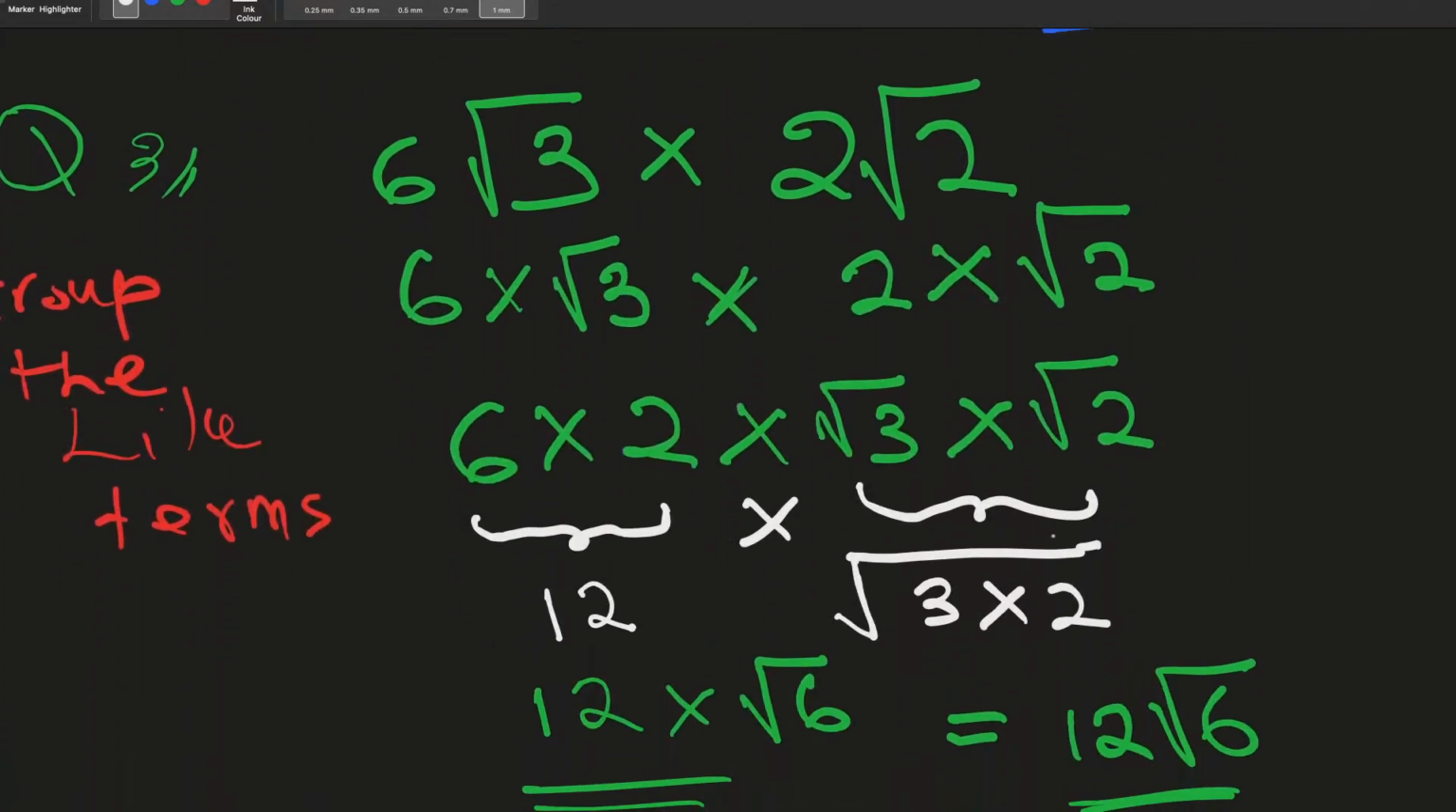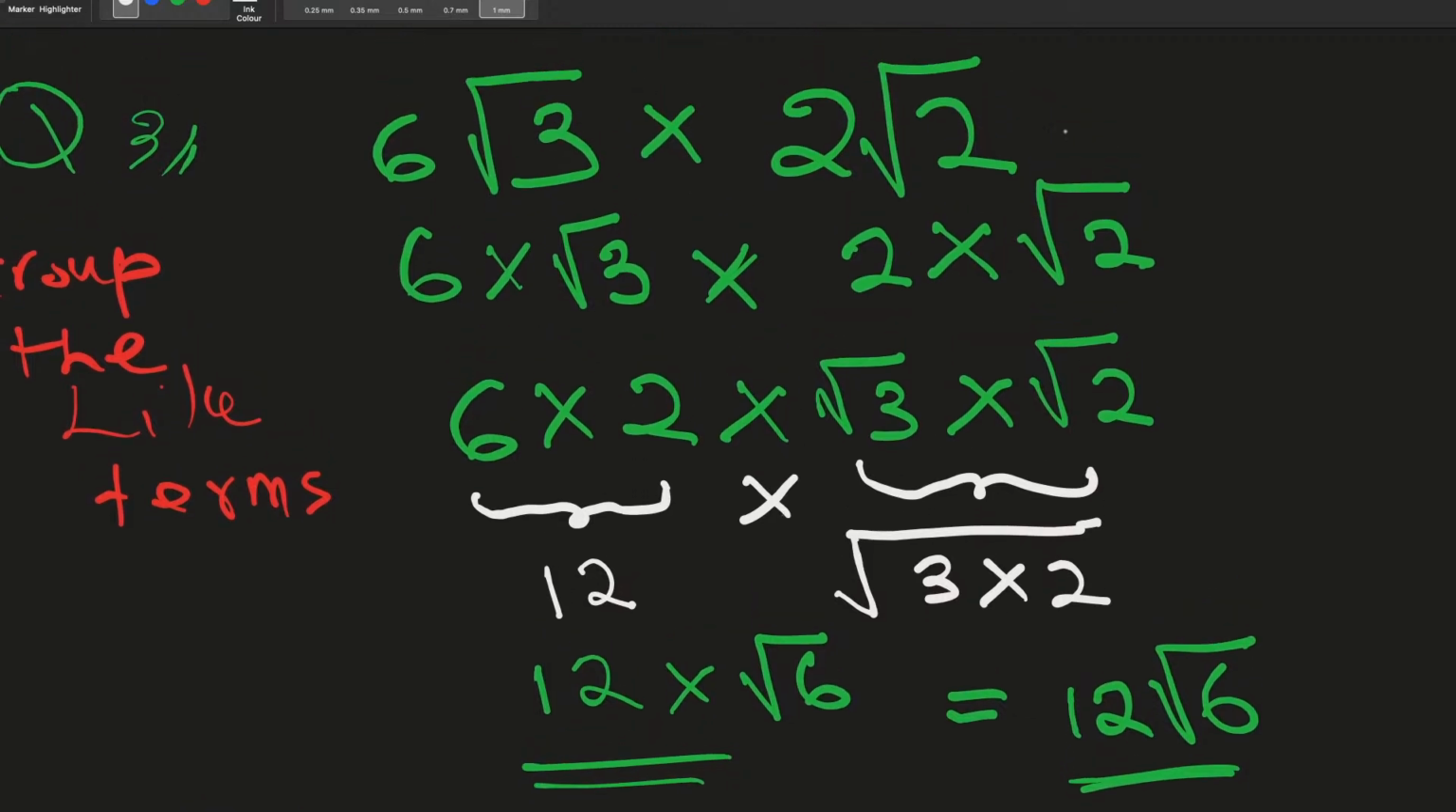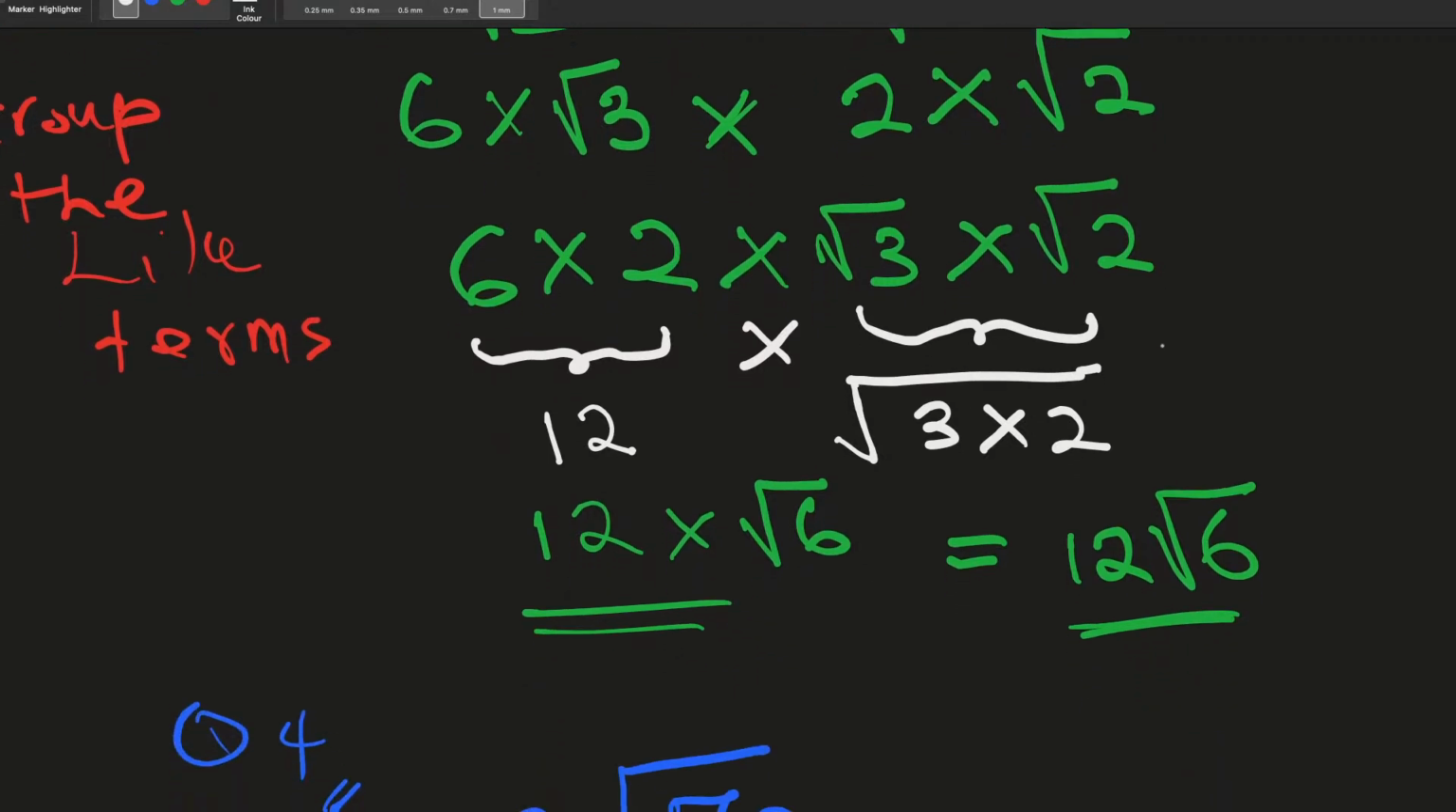Okay, the next one we had was 6 root 3 times 2 root 2. So what did we do? We expanded the expression. So we have 6 times root 3 times 2 times root 2. And after that, we group the like terms. And the like terms we had were 6 and 2, and root 3 times root 2. And we know when we multiply 6 times 2, we get 12.